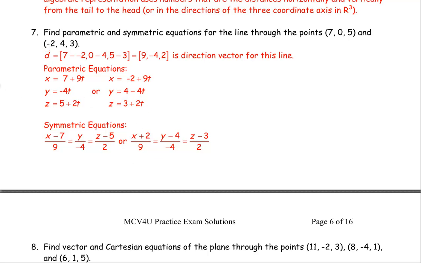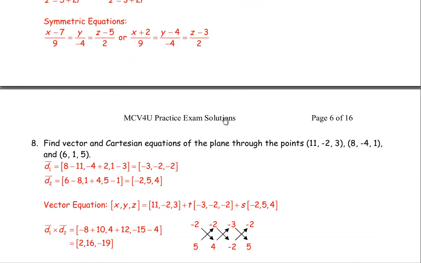The symmetric equations, I wrote the symmetric equations for each of these. So it would be x minus 7, y minus 0, and then z minus 5. It's x, y, z minus each of these numbers on top. And what goes in the denominators are the numbers from the direction vector, the 9, negative 4, 2. So same idea here. This one comes from these parametric equations or this point. So x minus negative 2 is the same as x plus 2. y minus 4 on top here, z minus 3 on top here. And again, we put the 9, negative 4, 2 direction numbers in the denominators. So that's another way to write the symmetric equations.